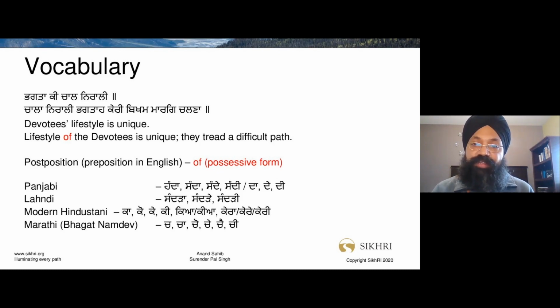And then there are other forms from Western dialects of Punjabi, the Lahindi. You will see words like sandada, sandade, this rada, the hard retroflex. This is typically used in Lahindi forms, and it's supposed to convey a feeling of warmth and love, a very intimate love. And you will also encounter forms that are used even now in modern Hindustani, what we know as Hindi. Uska, uski, uske, ka, ke, ki. And then there's another set, which is not very common, because it's coming from Marathi, and it's mostly used in Bhagat Namdevji's bani.